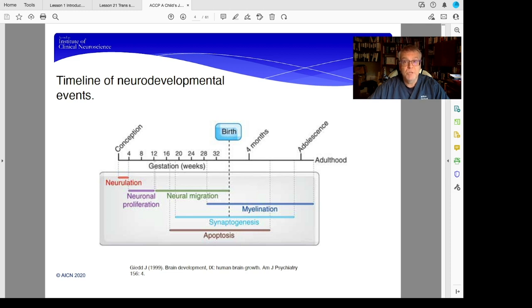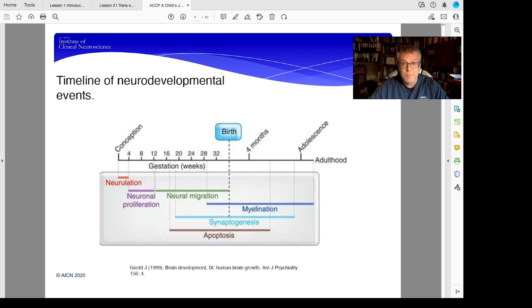Then there is synaptogenesis, where the synapses form between the different neurons. And then there is myelination that occurs. And this myelination seems to be relatively parallel to the increase in synaptogenesis. Increase in myelination determines the maturity of the brain. So as we mature, the myelination increases, and so does the synaptogenesis, or the formation of synapses.